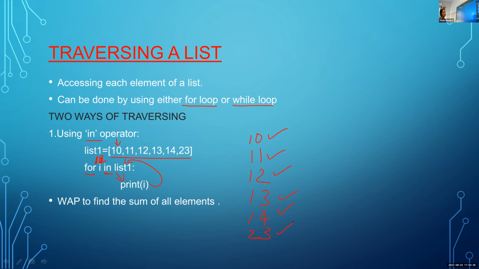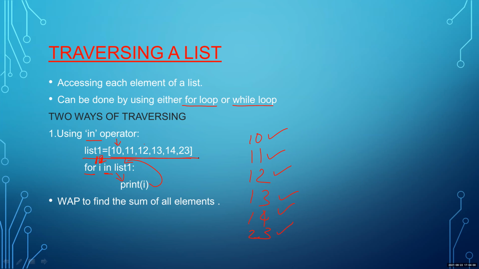Is it clear, children? Is it clear, Amal? I didn't get that, ma'am. Okay. So here list1 has 6 elements, that is 10, 11, 12, 13, 14, and 23 are the elements in list1. Okay, Amal?